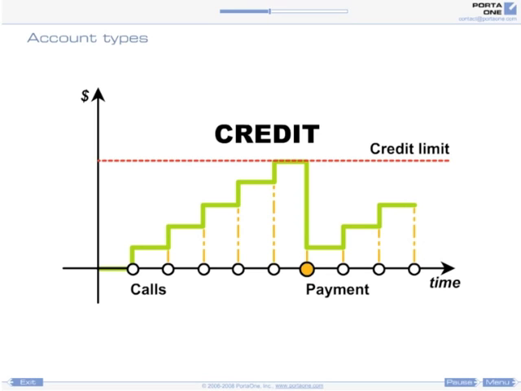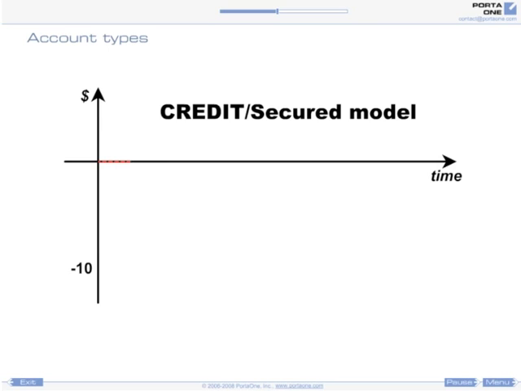When the balance reaches this limit, PortaBilling will block any further calls. When a customer makes a payment, his balance decreases, so he can make more calls. Credit accounts are typically used for postpaid services.